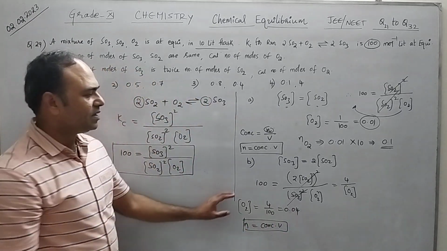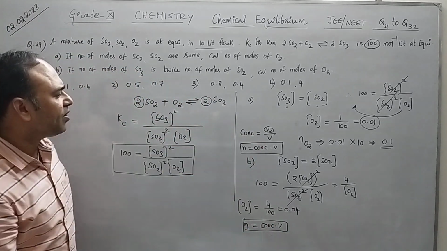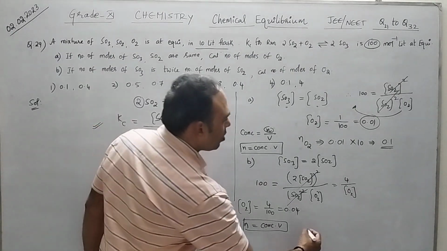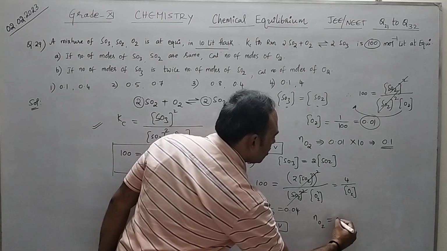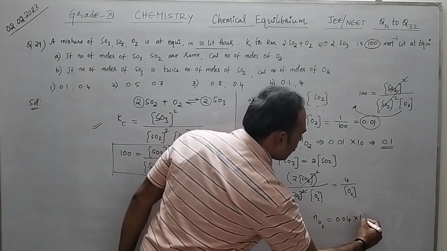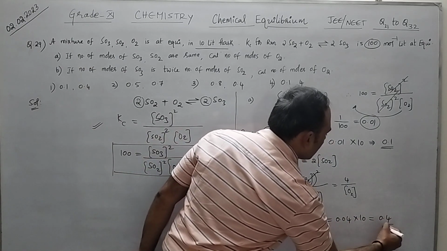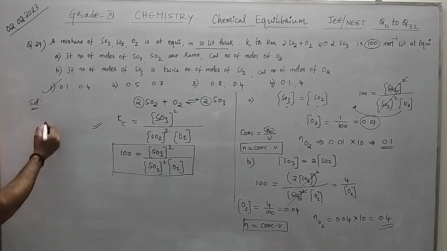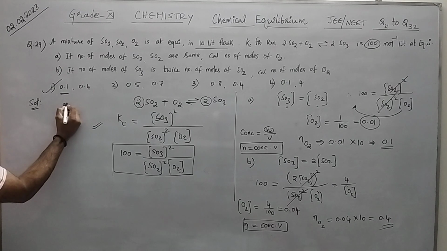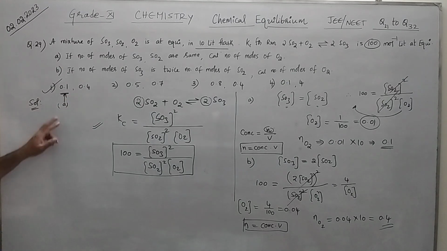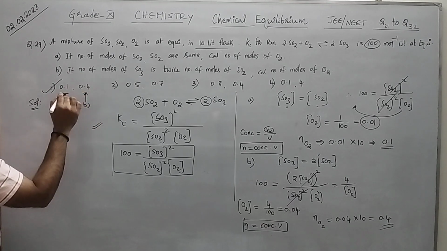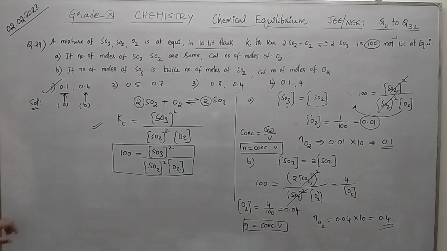Number of moles is equal to concentration into volume. Hope you are able to understand this. I am just substituting the values in the Kc formula. So therefore, the number of moles of O2 is equal to concentration 0.04, volume is 10, hence you get 0.4. Hope you got this. So what is the answer? In the first case A, you get the number of moles of O2 as 0.1. In the second case, that is B, the number of moles of O2 is 0.4. Copy the solution and let's move to question number 30.